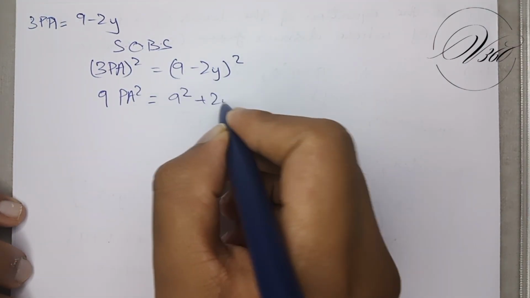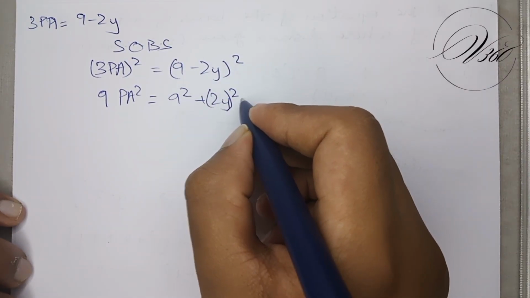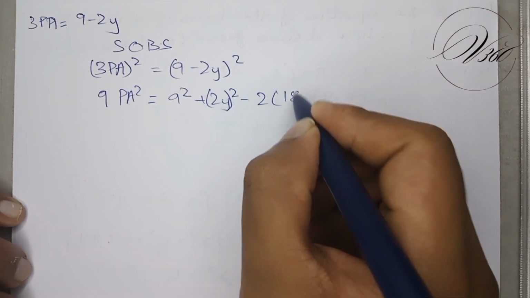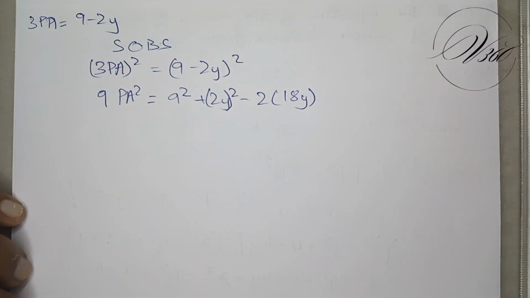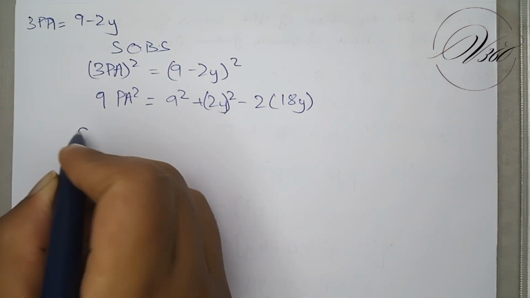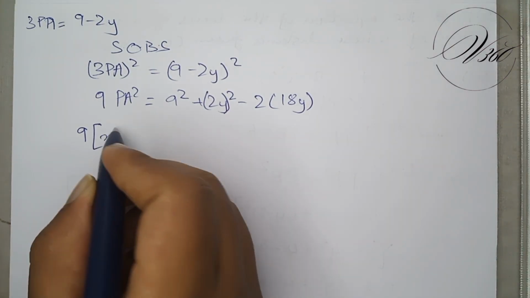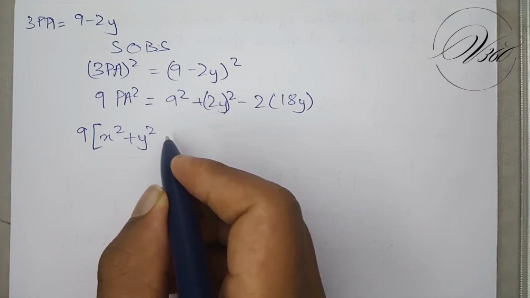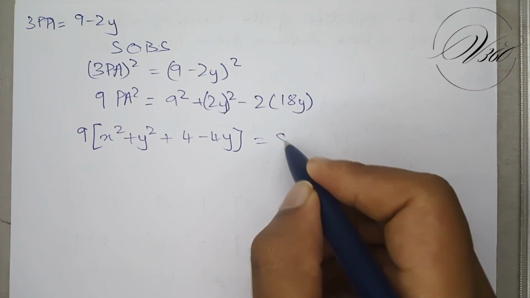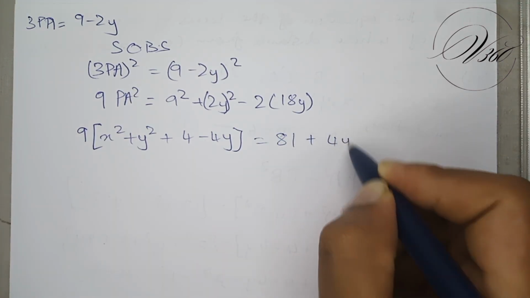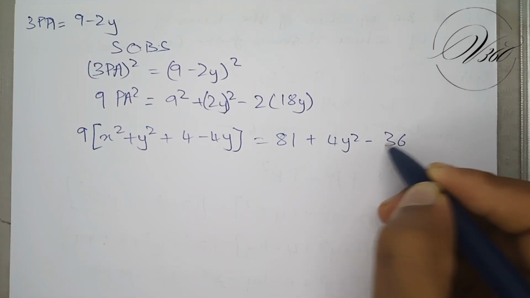Now we will solve this. 9 square plus 2y square, 2y square minus 2 of 9 1 9 9 is 18, 18y. Okay. Now here if we solve this we'll get, now here PA square value is 9 of x square plus y square, right, plus 4 minus 4y, which is equal to 9 square, 9 is 81, plus 4y square minus 2 8 is 16, 1 6 2 1 is 2 3 36 y.